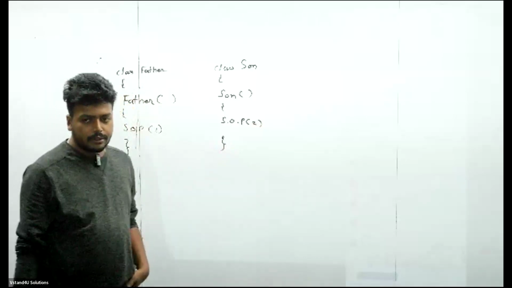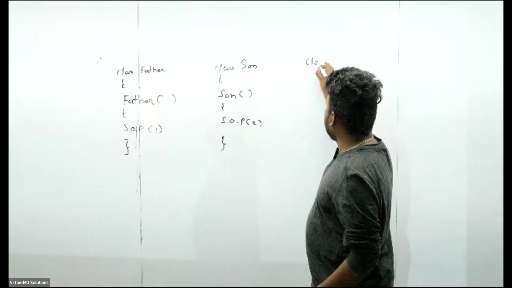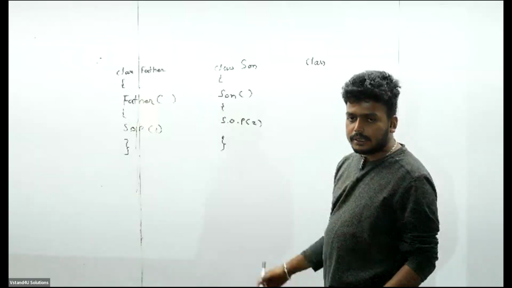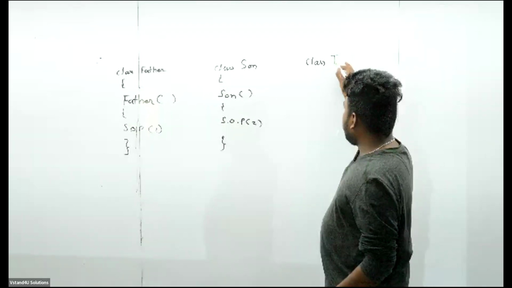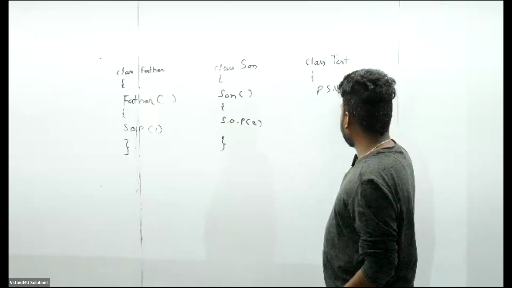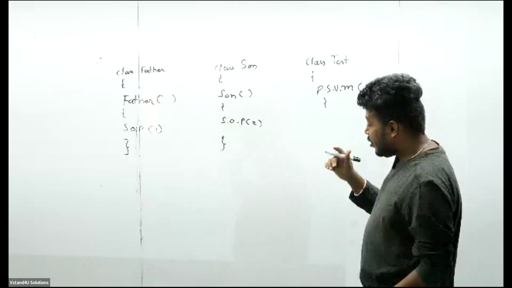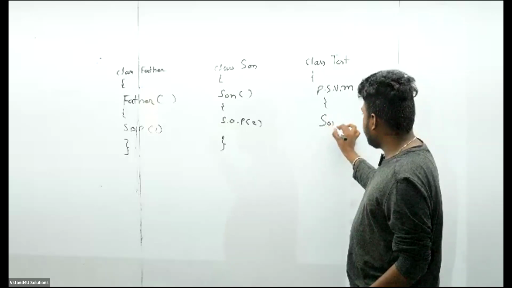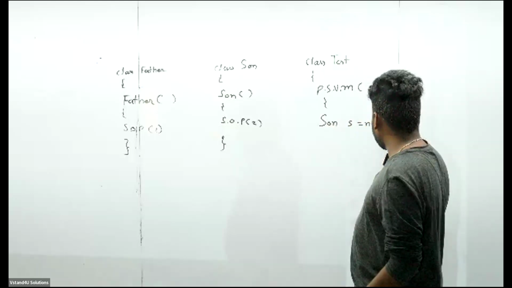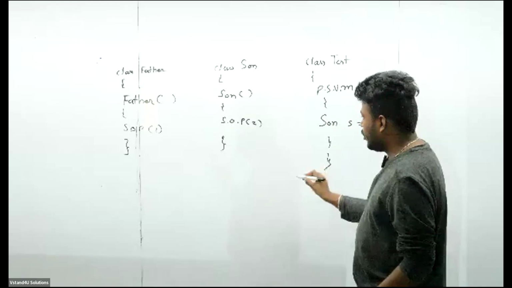Okay, now. Here again I'm creating, concentrate on the main method. Yeah, I'm creating one object. Now tell me the output.